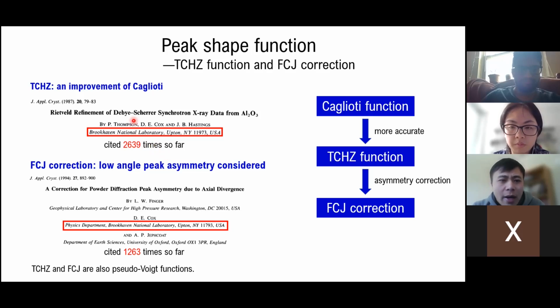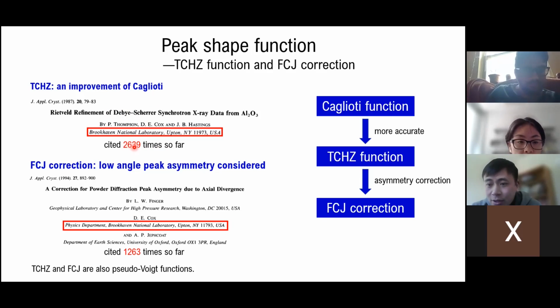So I cited 2 papers here, and I would say they're all from Brookhaven. I think this is some sort of indication that Brookhaven, especially the physics department, made a lot of contribution to the diffraction community in a lot of ways, and these are I think 2 great examples. This slide was prepared maybe 3 or 4 years ago, so it was 2,600 citations at that time. Probably they're over 3,000 or even more today.